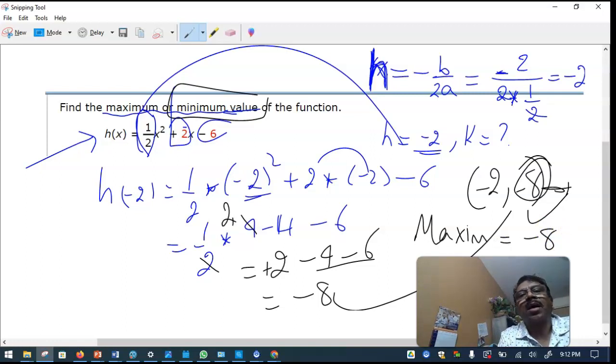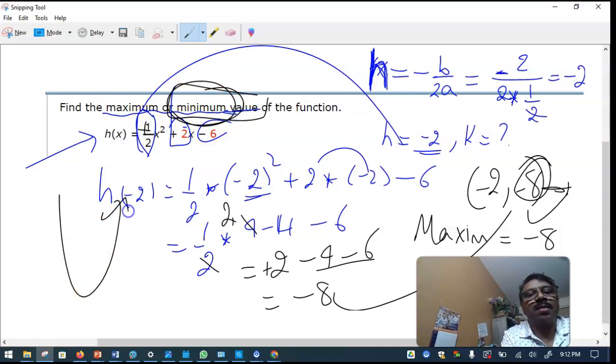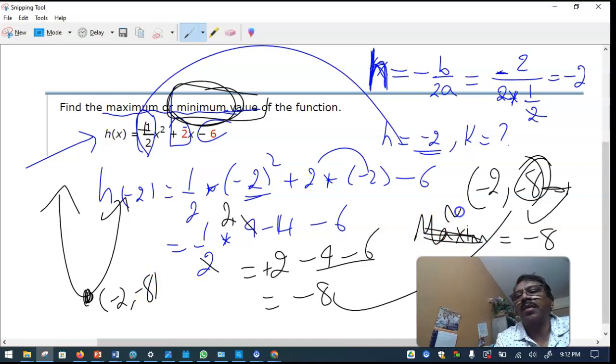Sorry, it means the minimum this time, because this is a plus sign, the parabola opens up, so the vertex has to be the minimum, right? So it's minus 2 and minus 8. So this is not the maximum. This is the minimum. I hope that takes care of that.